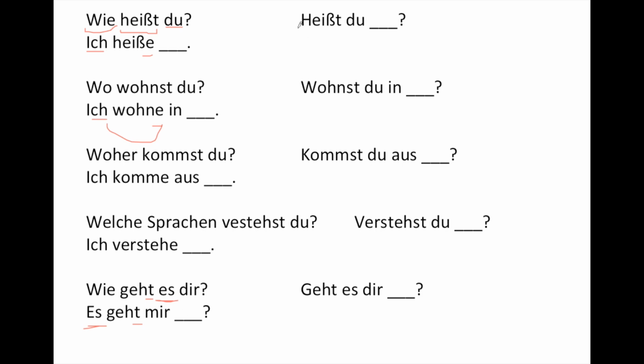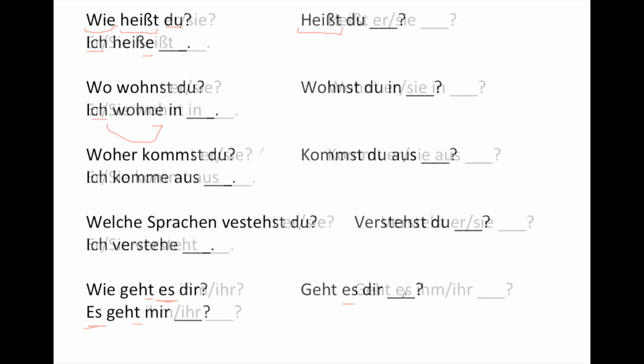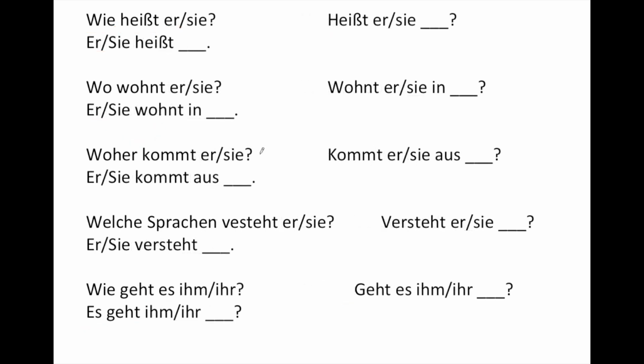For the yes or no questions, we start with our conjugated verb, heißt, wohnst, kommst, verstehst, and then we have our subject, du, and then for this last one, es, and then the rest. Heißt du Georg? Wohnst du in Deutschland? Kommst du aus Österreich? Verstehst du Türkisch? Geht es dir schlecht?